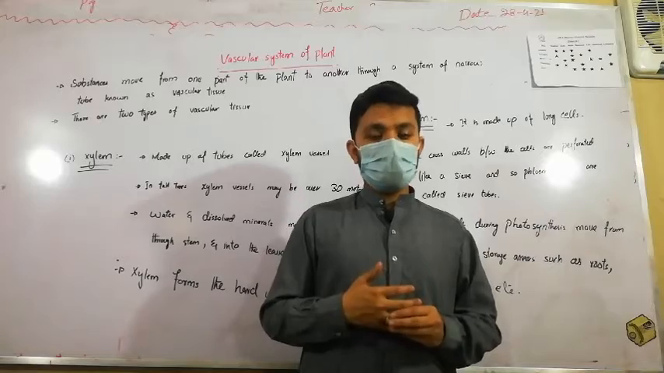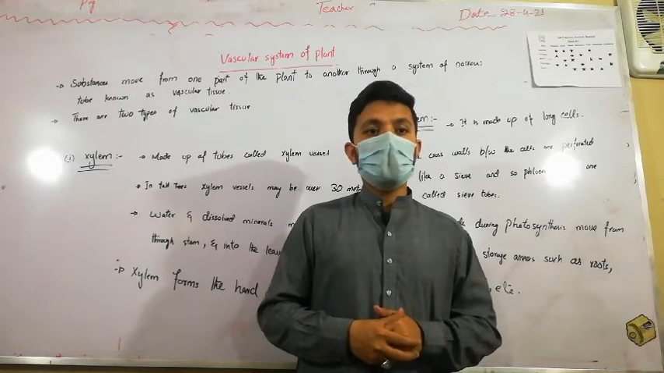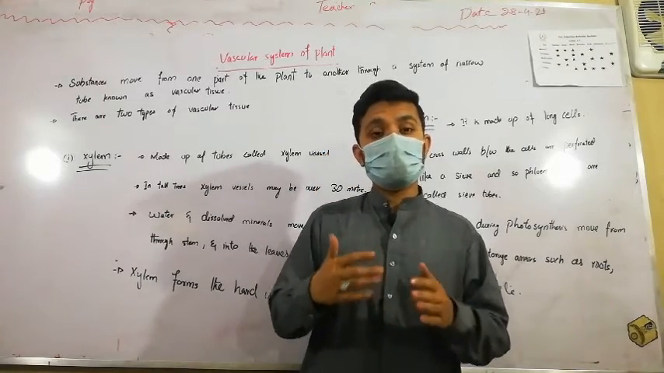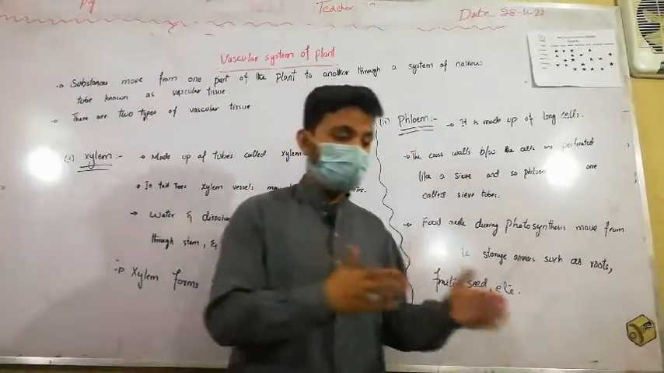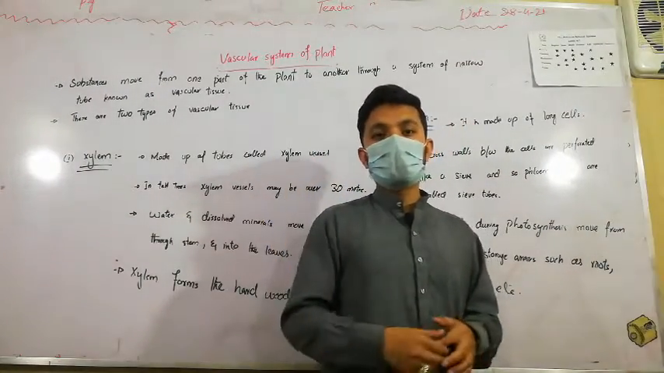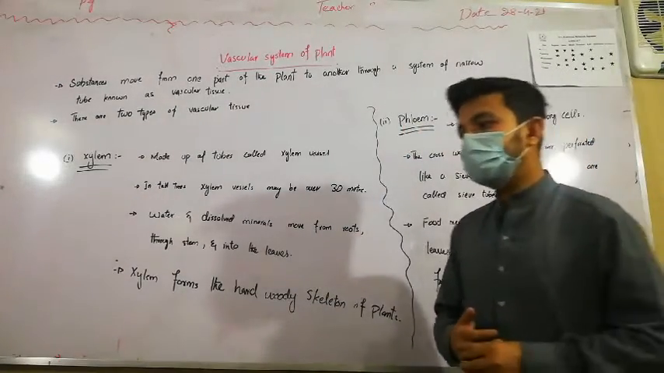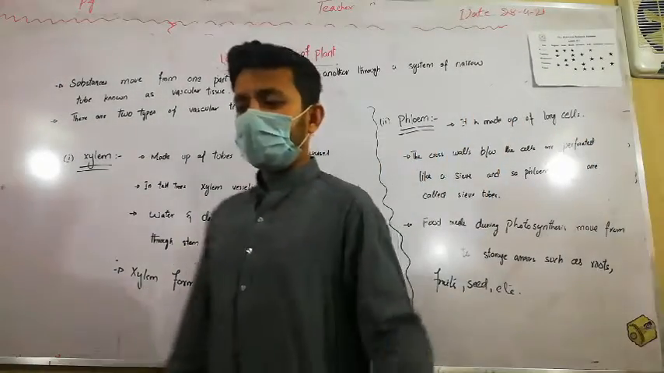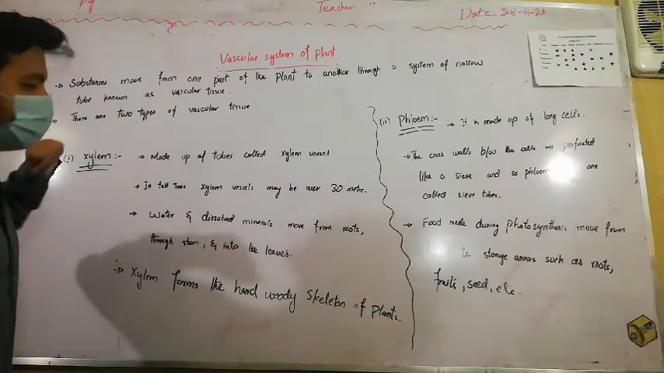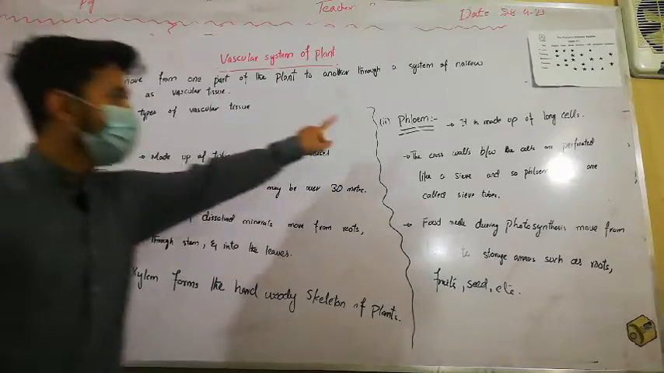Okay, so what is a vascular system? A vascular system is a system which comprises vascular tissues, and vascular tissues help in the transport of substances from one part of the plant to another part of the plant through narrow tubes. Vascular tissues are of two types. Number one is xylem tissue. Number two is phloem tissue.